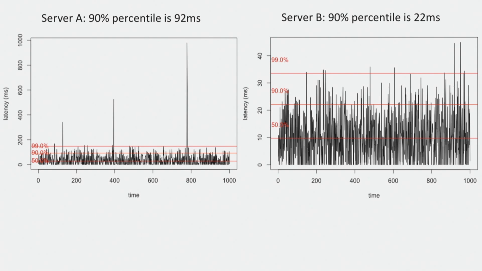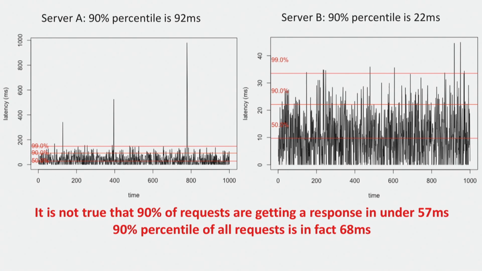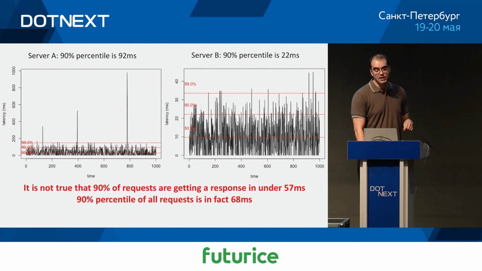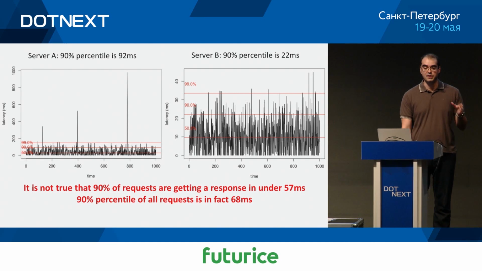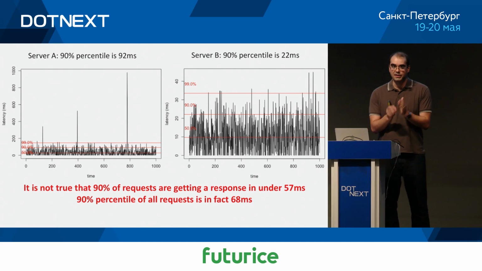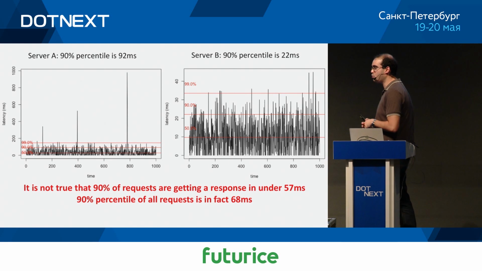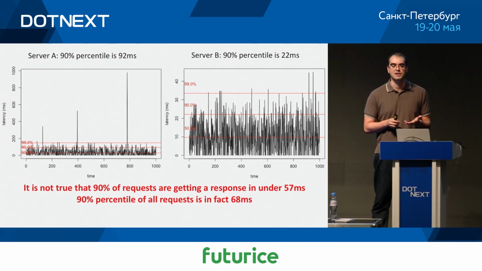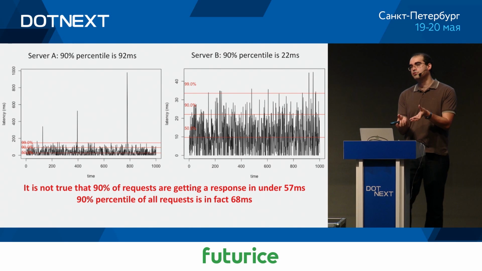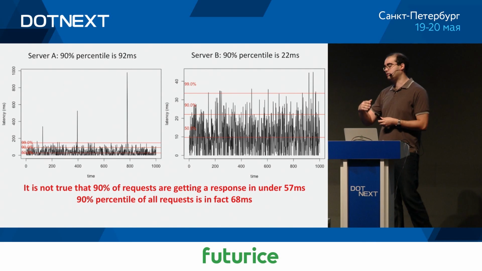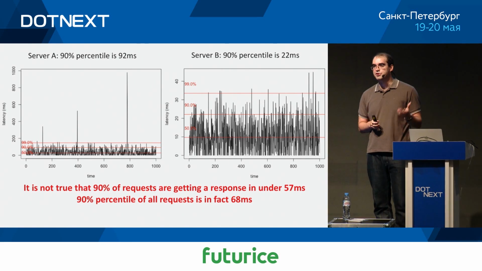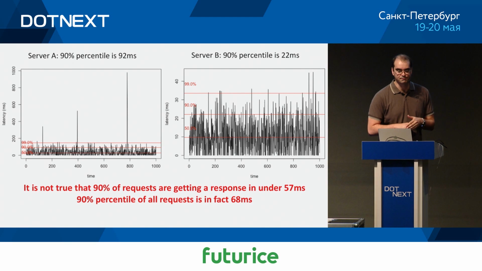The numbers don't really matter, but you can't average them together. Because the 90th percentile of all your requests in this particular simulation is actually 68, and not 57, which is the average of 92 and 22. So you can't average these numbers, you can't average quartiles, you can't average percentages. You have to actually look at the distribution, you have to look at the underlying data, and only then can you report something at the data center level or the multiple machine level. You can't average these numbers.